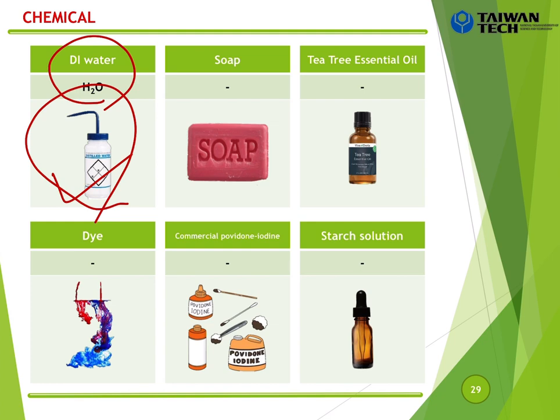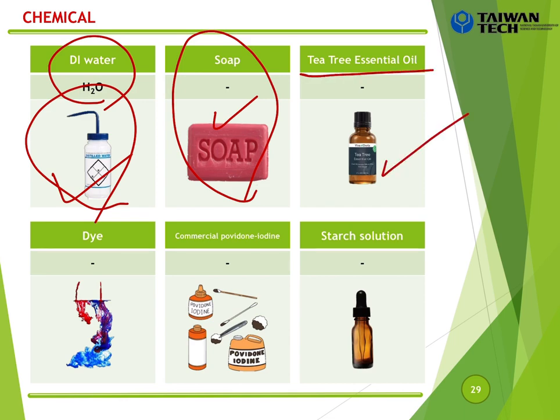Okay, and we also have the soap, maybe for you to wash your hands, right? And also we have one experiment with the soap, you know what soap is already. And we also have the tea tree essential oil, so this is also one kind of essential oil. You can use this to add into the soap for the first experiment next week, okay?